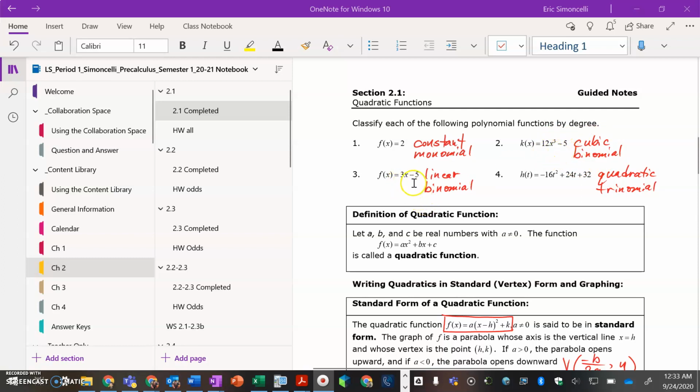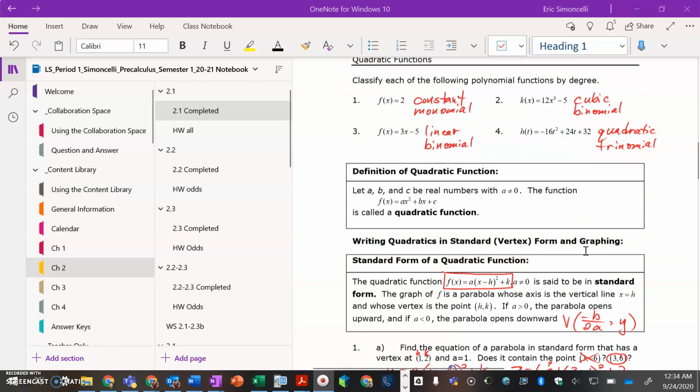Number 3, 3x minus 5, this is a linear because the exponent here is 1, it's x to the first if you think about it. And it's a binomial because, again, there's 2 terms. The last one here, negative 16t squared plus 24t plus 32, is a quadratic trinomial. Highest exponent is 2, and there's 3 terms. If we extend beyond 3 terms, we just call it a polynomial. So, in theory, you could have a cubic polynomial because there could be 4 terms with a degree of 3.